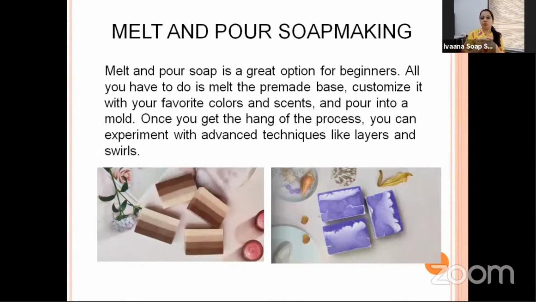Okay, so handmade soap making is basically of three types. First is the cold process method, second is the hot process method, and the third is the melt and pour soap making. Cold process soap making is something where we take oils and butters and combine it with lye to make soap.